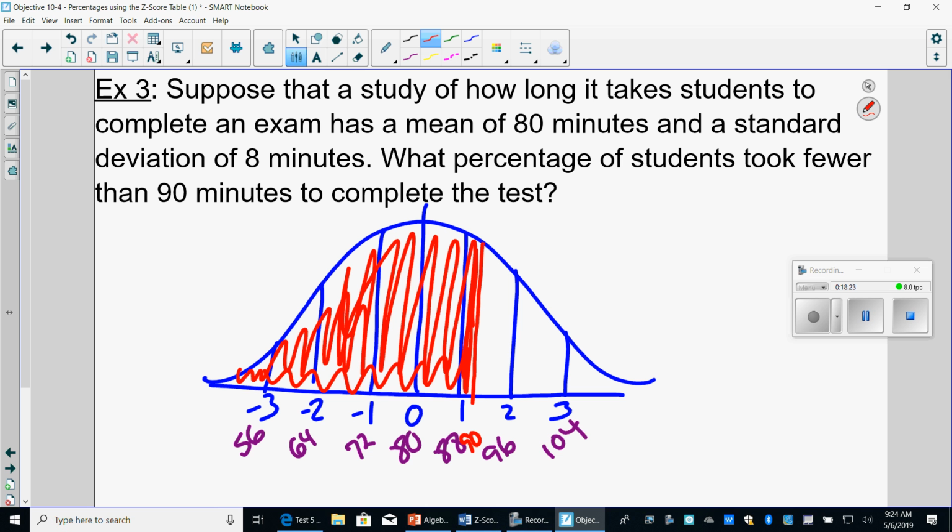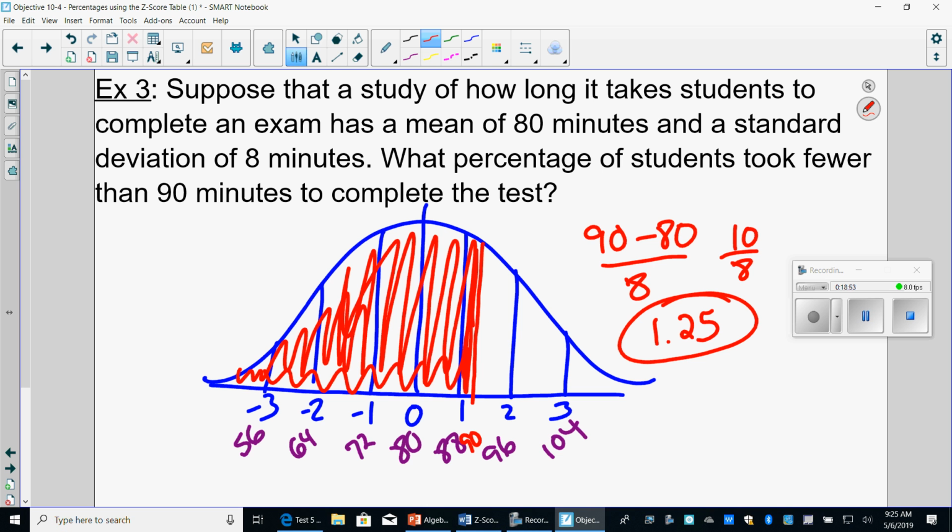What's going to give me less than? The table. The table gives you less than. All right, so let's change 90 into a z-score. So what do we have? 90 minus 80 divided by 8. So what's 10 divided by 8? I got 1.25. Okay, and it needs to be to the hundredth, 2 decimal places.